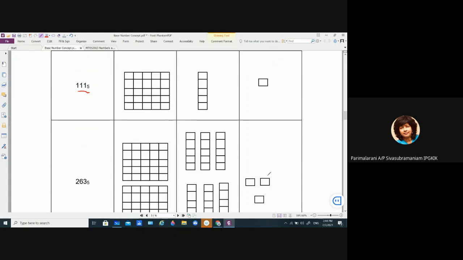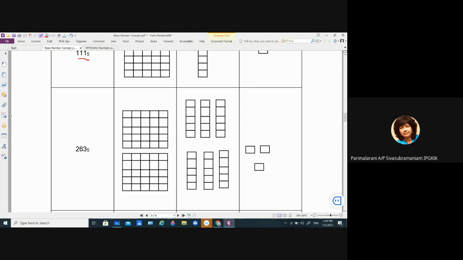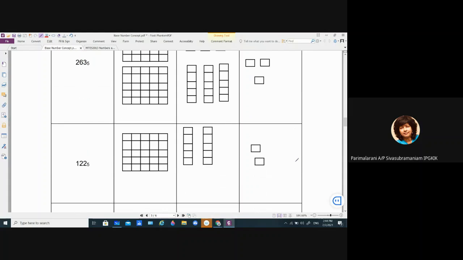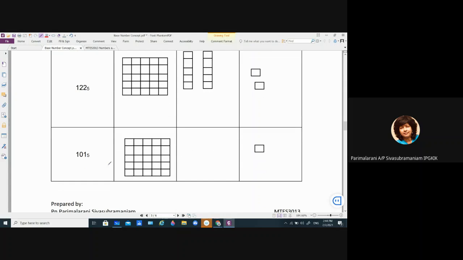If we had 263 base 5, we have 2 twenty-fives here, 6 fives, and 3 ones. If the number is 122 base 5, then we have 1 twenty-five, 2 fives, and 2 ones. 101 base 5 is 1 twenty-five, no fives, and 1 one.